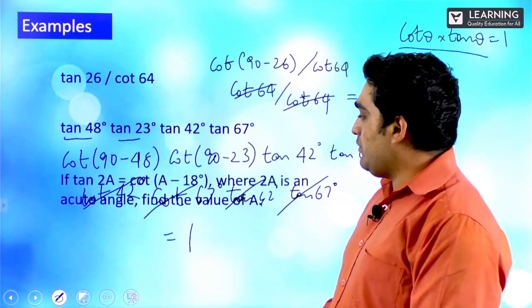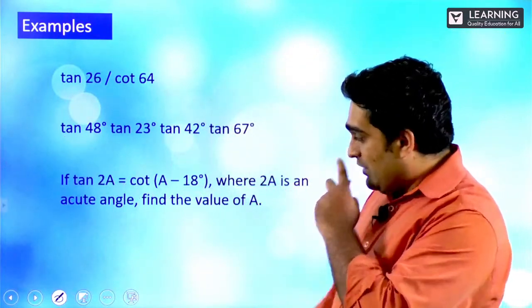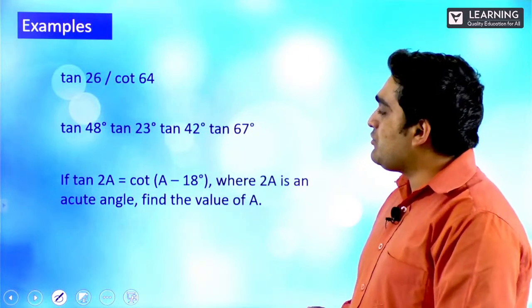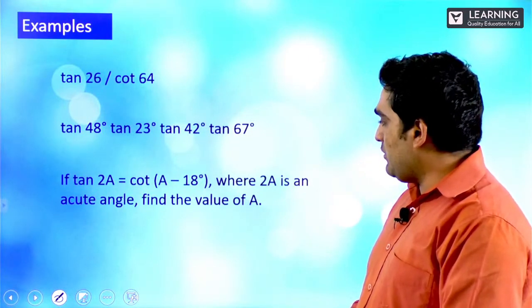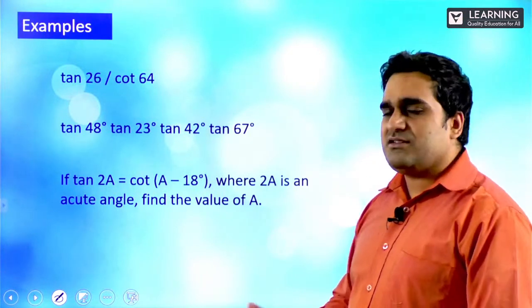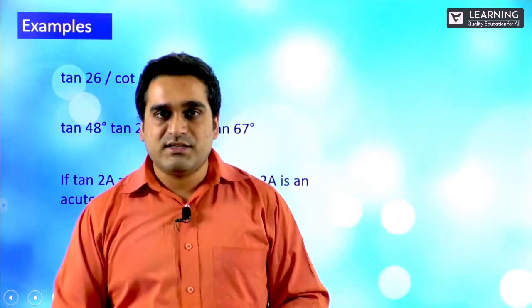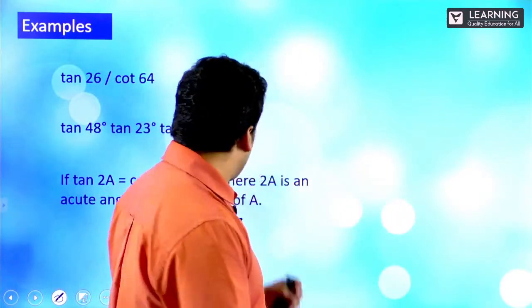Okay, so yeah, there's another question. If tan 2a equals cot a minus 18, where 2a is an acute angle, find the value of a. This is a very simple problem, and these problems are obviously found in your NCERT textbook, a simple, easy problem.